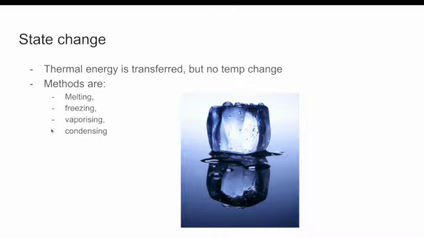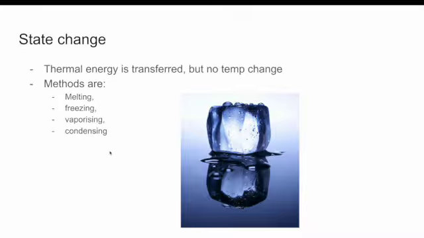Next, we need to look at changes of state. So thermal energy is transferred, but there is no change in temperature. And this is when the state changes. So for example, when water freezes, water will be at 0 degrees Celsius, and between that point in time and it forming ice, there will be no change in temperature, but there will be thermal energy flowing out.